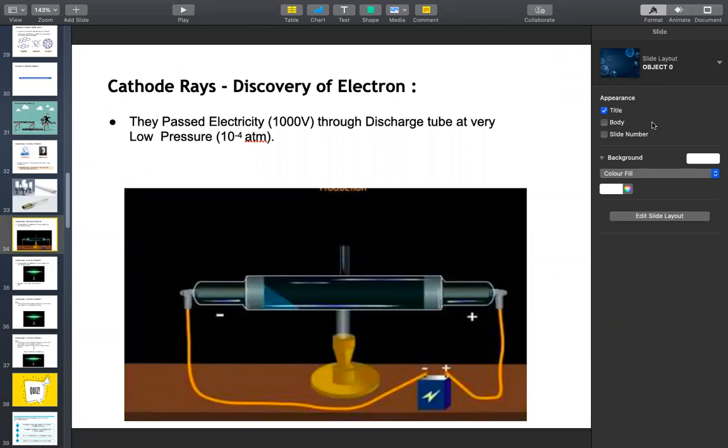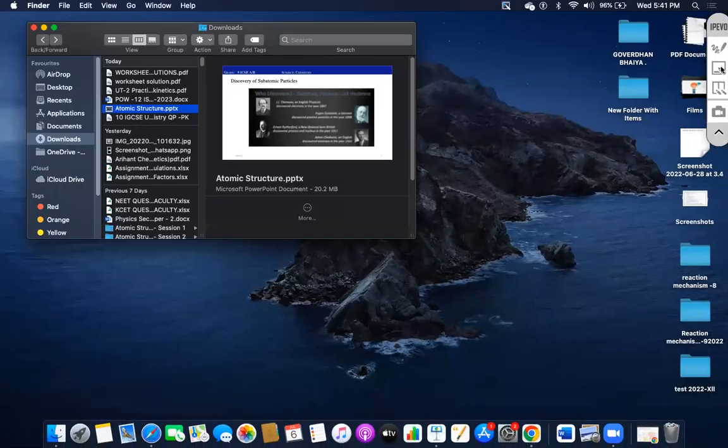Sir, but you said that at 0.1 mmHg nothing will happen, right? Who said nothing will happen? I said at 0.1 mm, everything will be dark, but near the anode there will be a glow. You have written it now? Oh yeah, yes.